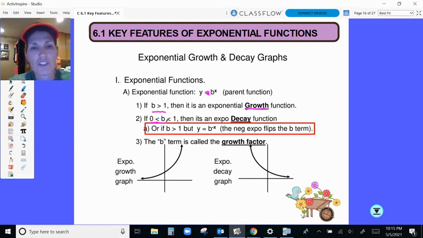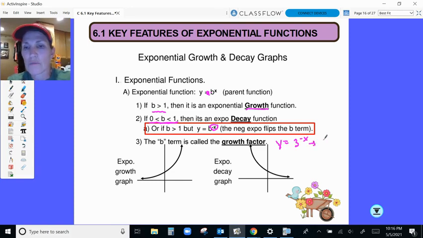If b is between 0 and 1, and notice it's not equal to 1, because remember in the other lesson, if it's equal to 1, it's no longer an exponential graph anymore, it's a line, okay? But if b is greater than 1, but we have this negative x here, it actually does turn into a decay, because if I have y equals, let's say, 3 to the negative x, remember this negative exponent makes this flip around, so that actually becomes 1/3 to the x power.